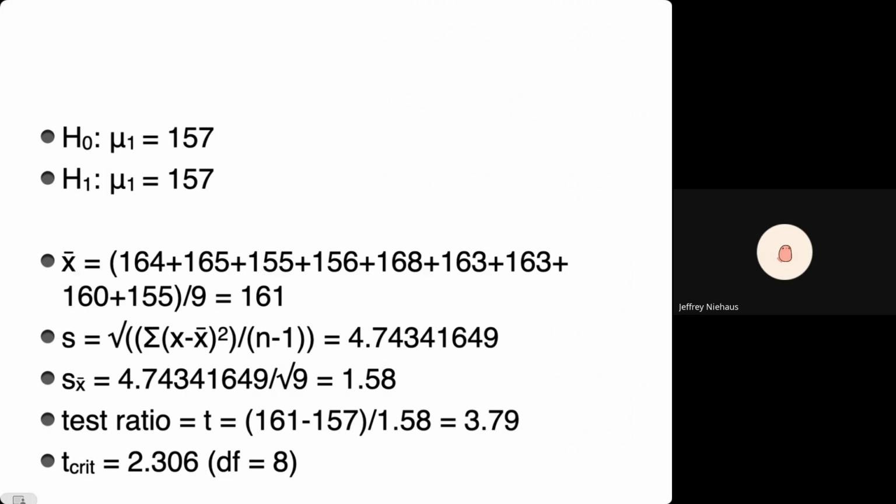We needed to be 2.306 standard errors above the mean for significance. That is a number that came off the T table, looking down to degrees of freedom equals 8, because there were 9 people in the sample, and over to an alpha of 0.05. So in this case, we have a statistically significant difference between the 9 people in our sample and the population defined as a mu of 157. That's because 3.97 was bigger than 2.306.